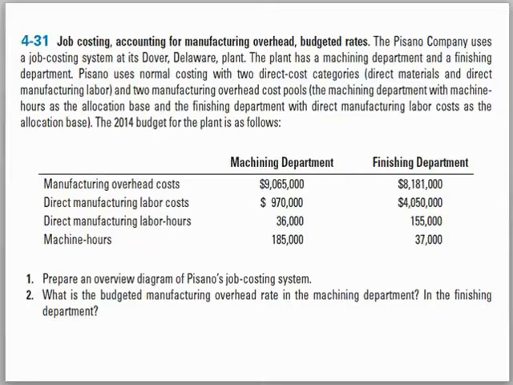Manufacturing overhead cost 9,065,000 for the machining department and 8,181,000 for the finishing department. Direct manufacturing labor costs $970,000 for the machining department and $4,050,000 for the finishing department. Direct manufacturing labor hours 36,000 for the machining department and 155,000 for the finishing department. And finally, the machining hours 185,000 hours for the machining department and 37,000 hours for the finishing department.